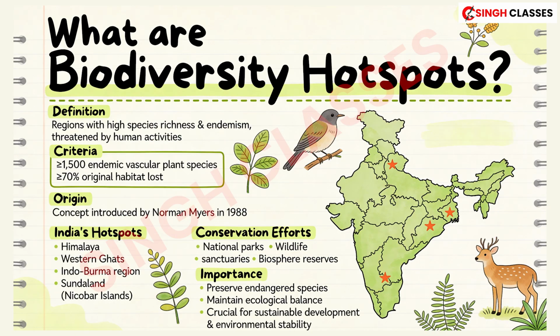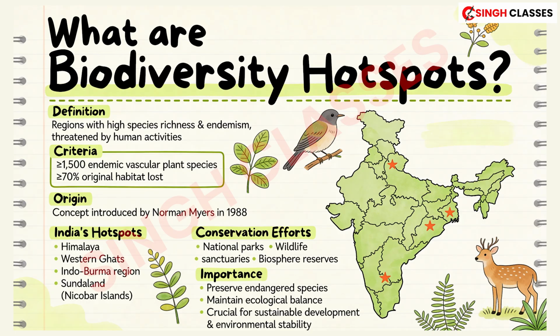8. Biodiversity hotspots. Biodiversity hotspots are regions with very high levels of species diversity and endemism that are under serious threat from human activities. The concept was introduced by Norman Myers in 1988. To qualify as a hotspot, a region must have at least 1,500 endemic plant species and must have lost at least 70% of its original habitat.